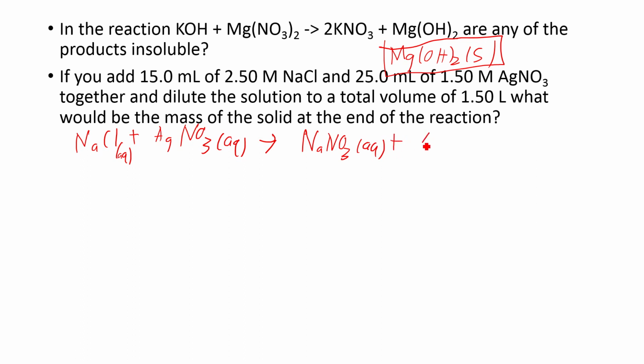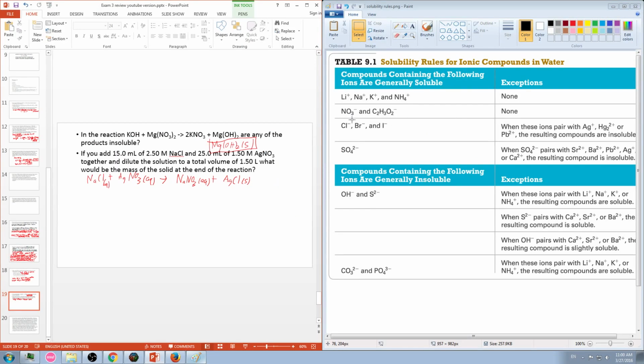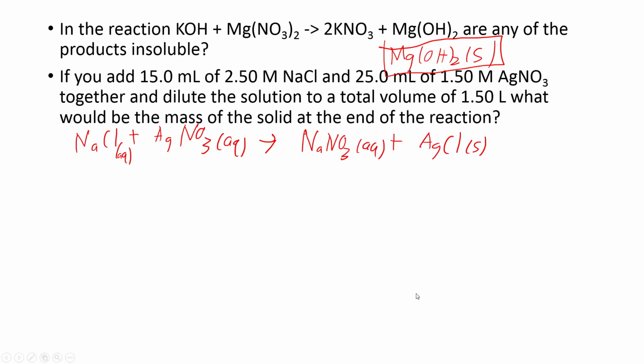And then we're going to form AgCl. And if we look up our chlorine, this is one of our exceptions. Silver chloride is going to be solid. I'll just make sure. Yep, Cl- when it's paired with silver is insoluble. That's an exception to the rule that most chlorides are actually soluble. So that's going to make a solid. So the question asks us, what's going to be the mass of the solid at the end of the reaction?